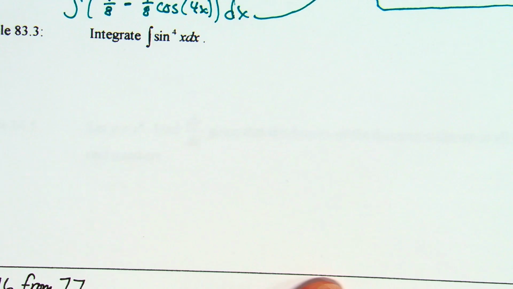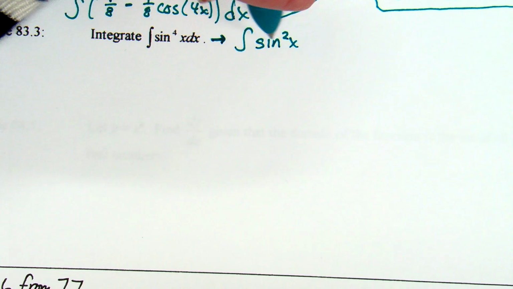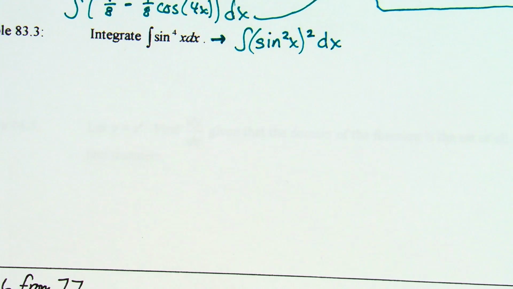Okay, so the idea of sine to the fourth is the fact that it is sine squared x, you could say sine squared x times sine squared x, or it's sine squared x squared dx.